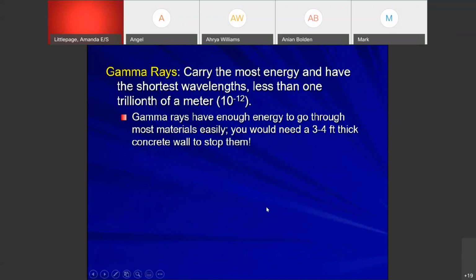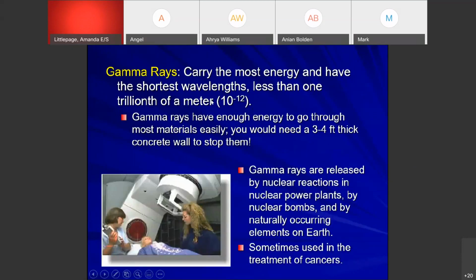So what about gamma rays? They carry the most energy and have the shortest wavelength. Very, very small. They pass through most materials easily, so you have to have a very thick concrete wall or very thick, dense material to stop gamma rays from moving through.